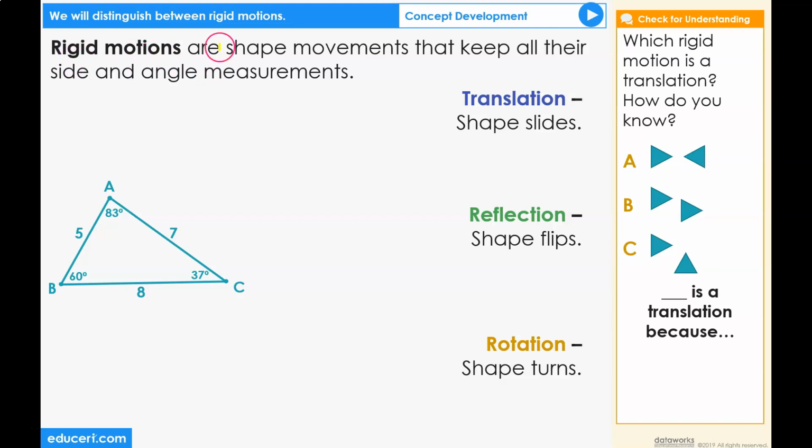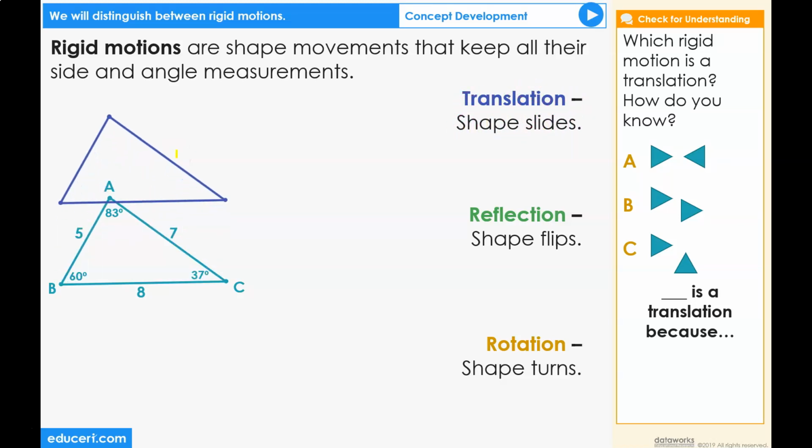Rigid motions are shape movements that keep all their side and angle measurements. In other words, the shape dimensions do not change at all. The first type of rigid motion is a translation, and in this motion, the shape slides.